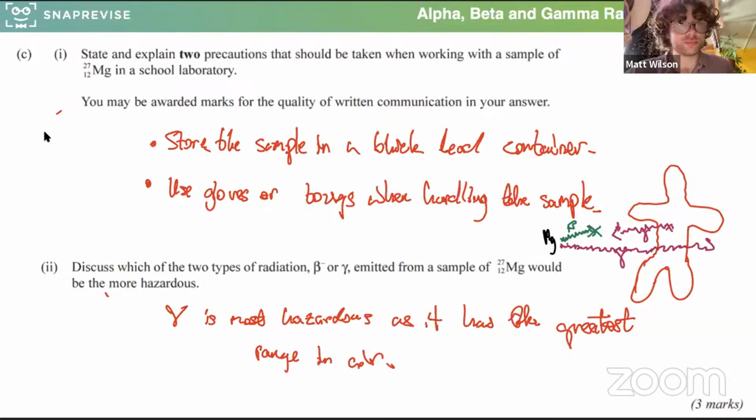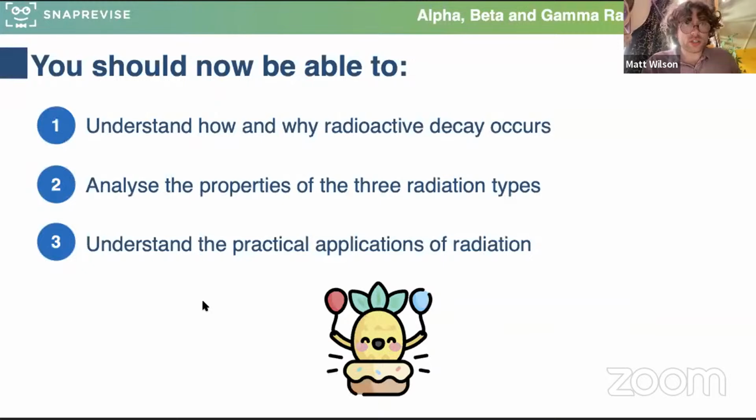Really good stuff. So let's just review what we've seen. You should now be able to understand how and why radioactive decay occurs. You should be able to analyze the properties of the three radiation types, and you should understand the practical applications of radiation. So hopefully that's all making sense.